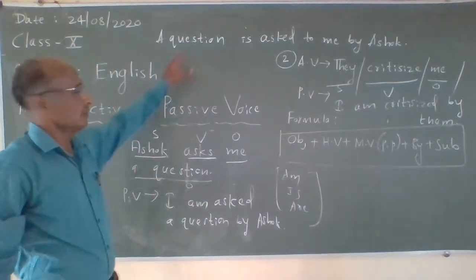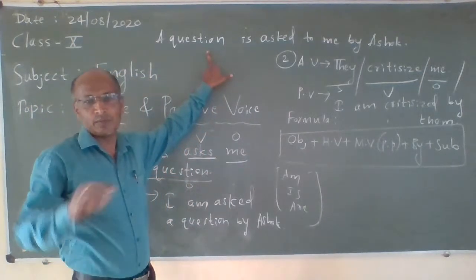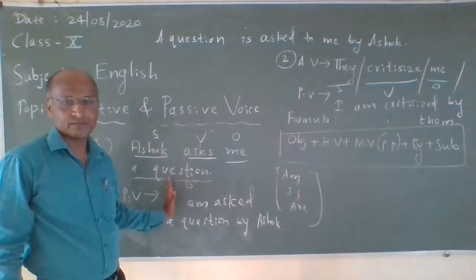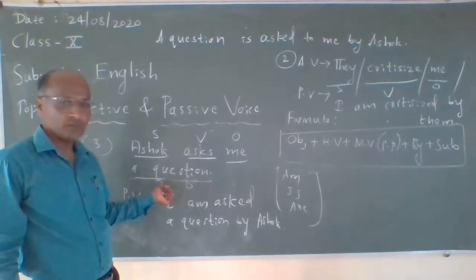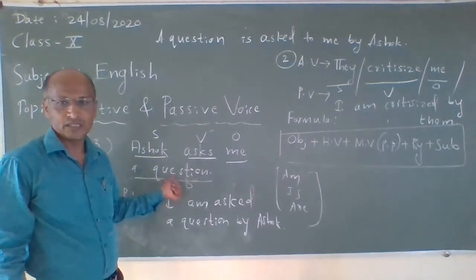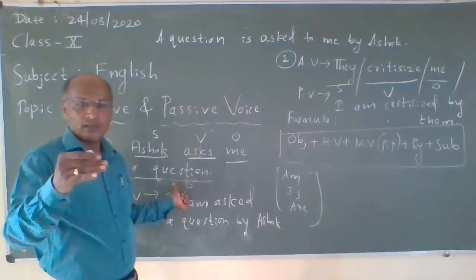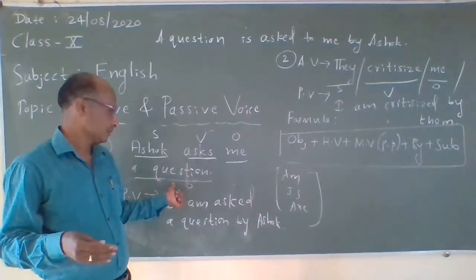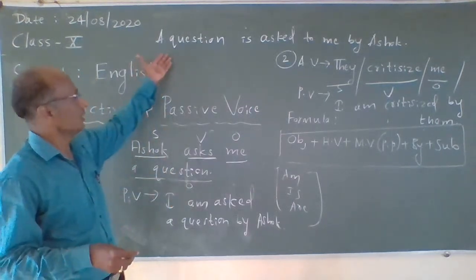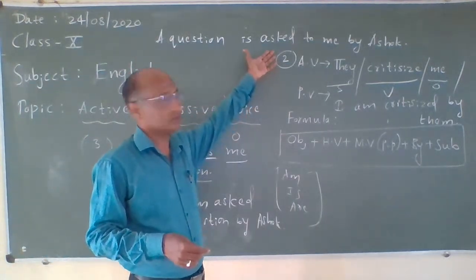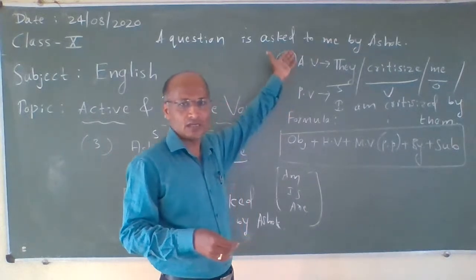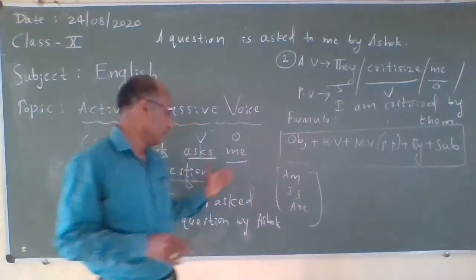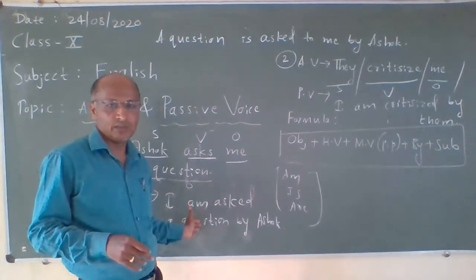See, we have taken one more object to change from active to passive. The same sentence, Ashok asked me a question. This is active voice. This time we have taken the object a question. We have changed from active to passive by taking the second object, a question. See, a question is asked to me. A question is asked to me by Ashok. This is passive voice.